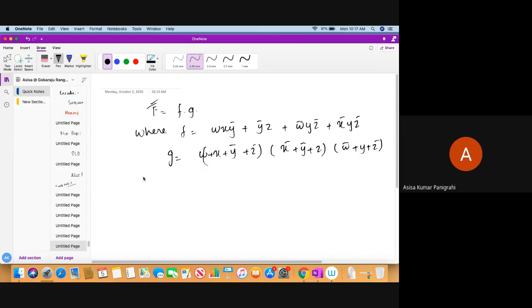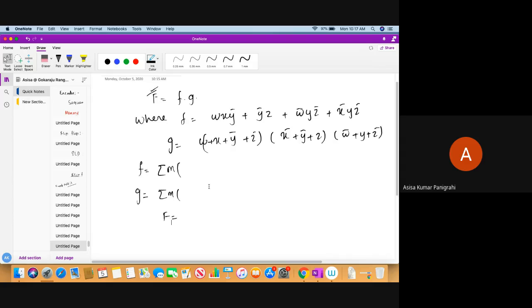For that, what we have done is we have found the summation of m for these two cases. After that, we found the capital F using a K-map. Then we solved the K-map and got the minimized function. Do you all understand?